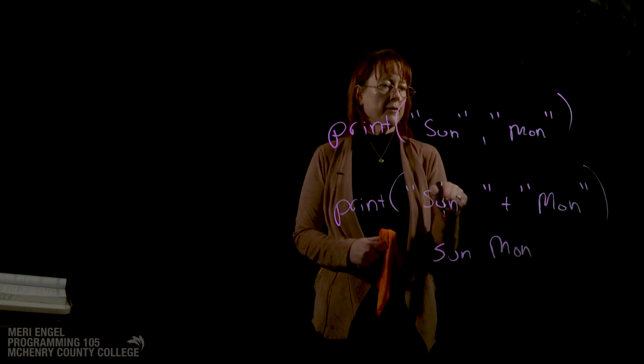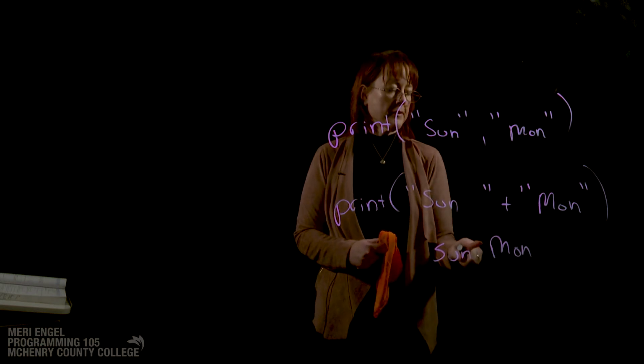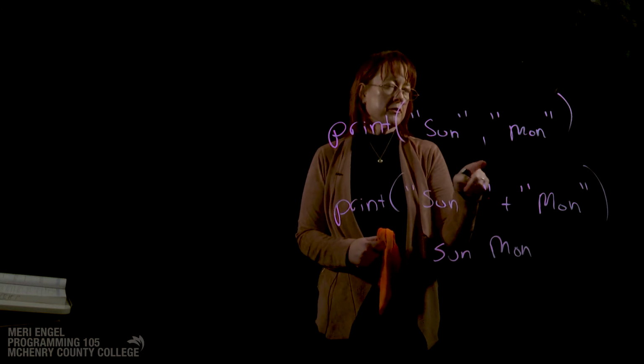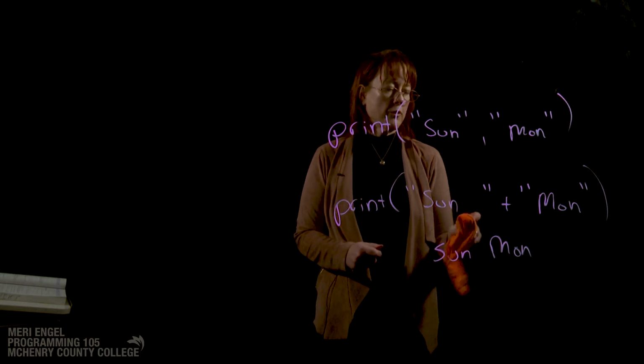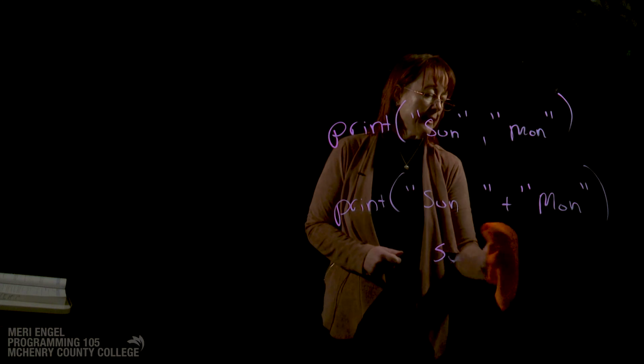If you printed one after the other, you'd see that the spacing is a little different. This would be a single character. This is closer to two or three characters. These are two separate things being printed. This is one that's combined. That's concatenation.